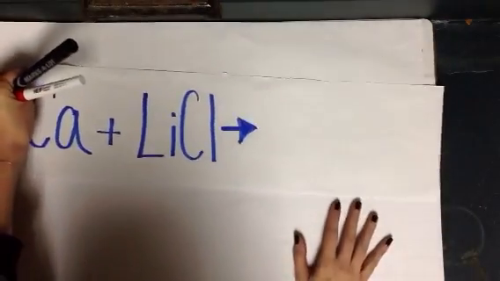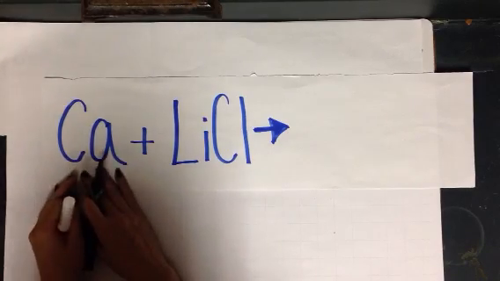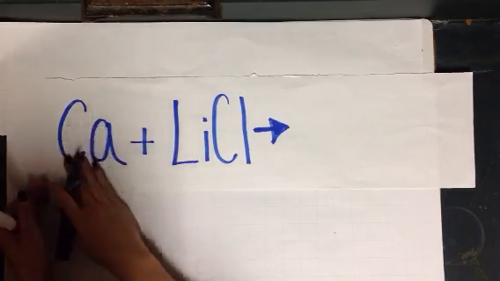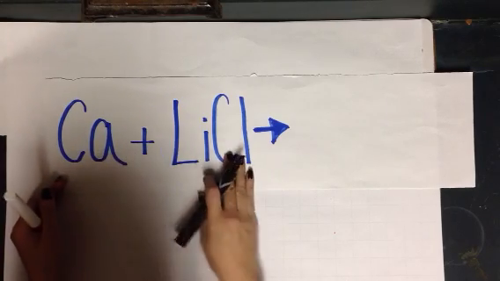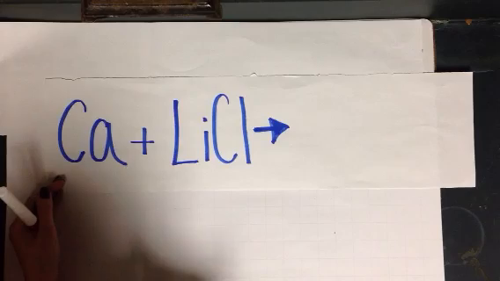Let's take a look at the next reaction. All right, so calcium is a metal. So a metal can only replace a metal. In other words, a cation can only replace a cation. Calcium cannot try to replace chlorine. A metal can only replace a metal.